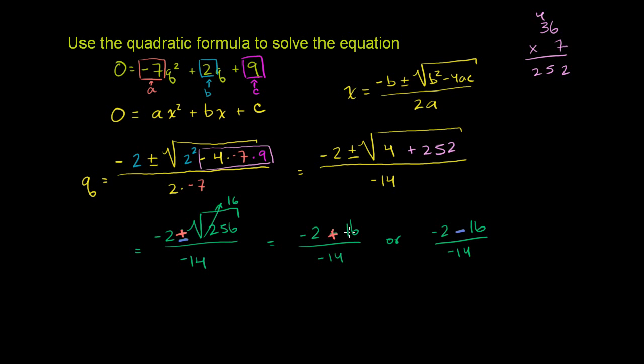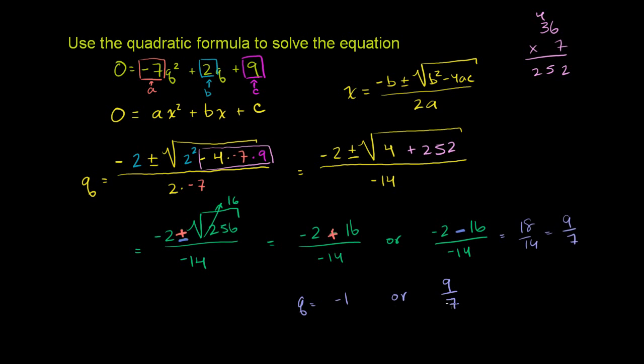Negative 2 plus 16 is 14, divided by negative 14 is negative 1. So q could be equal to negative 1, or negative 2 minus 16 is negative 18, divided by negative 14 is equal to 18 over 14. The negatives cancel out, which is equal to 9 over 7. So q could be equal to negative 1 or it could be equal to 9 over 7.